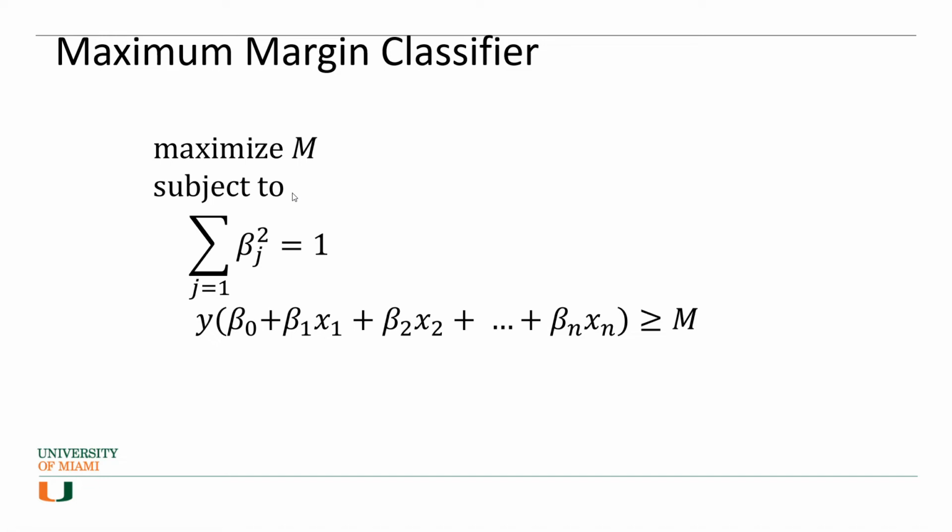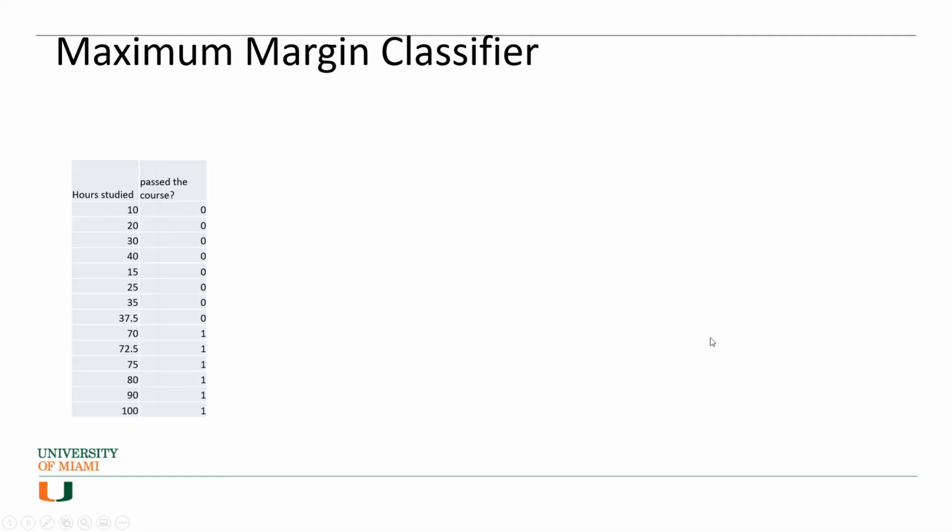You can use the Lagrange functions to solve this maximization problem. Now, let me show you visually how it works. Let's say that we have collected data on the number of hours that students have studied and also whether or not they passed the course. So here we have one feature and two classes. The feature is the number of hours studied, and the classes is whether they passed the course or not.